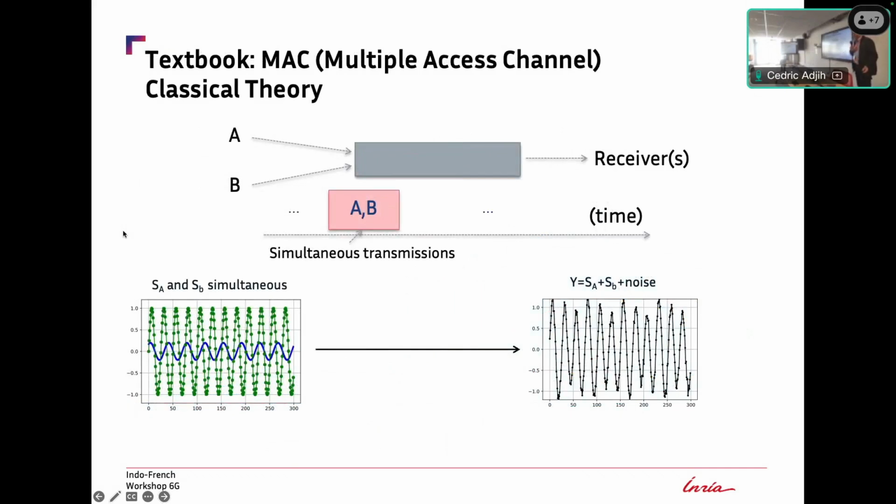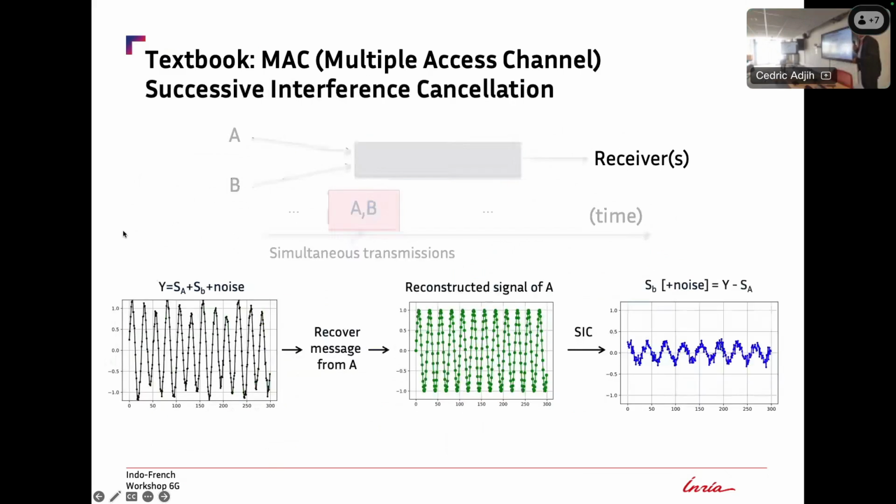So if you have non-orthogonal multiple access, then by definition you will have simultaneous transmission on some part of the spectrum in time and frequency. And then you can do what Marceau indicated. You can do something like successive interference cancellation. I go slowly.